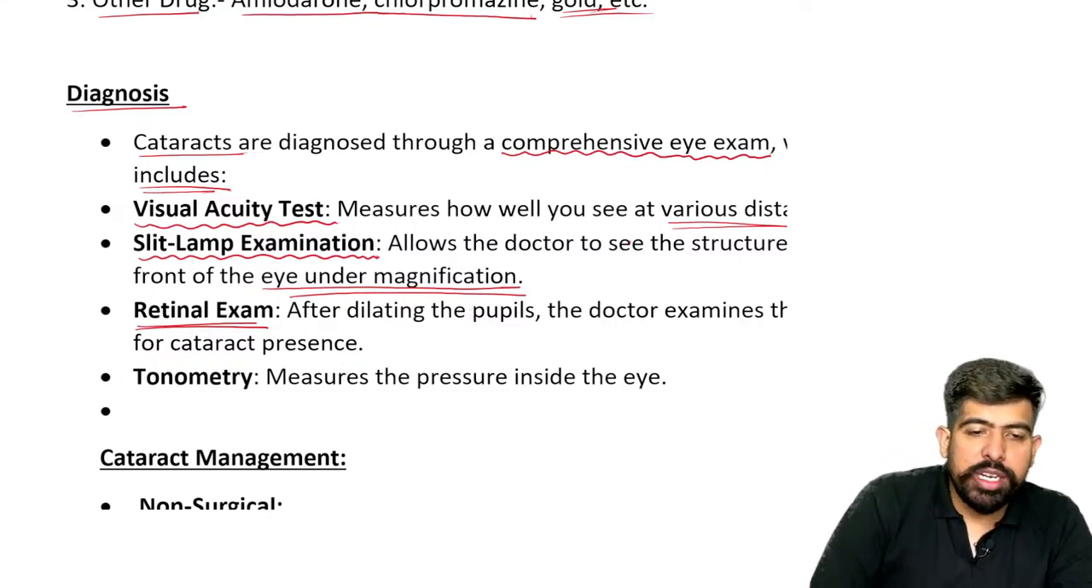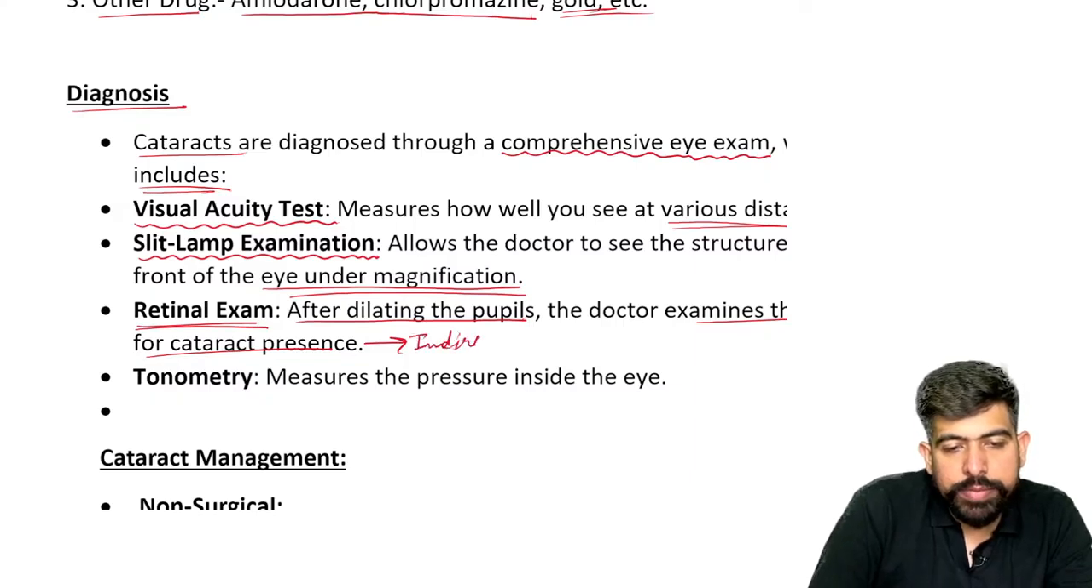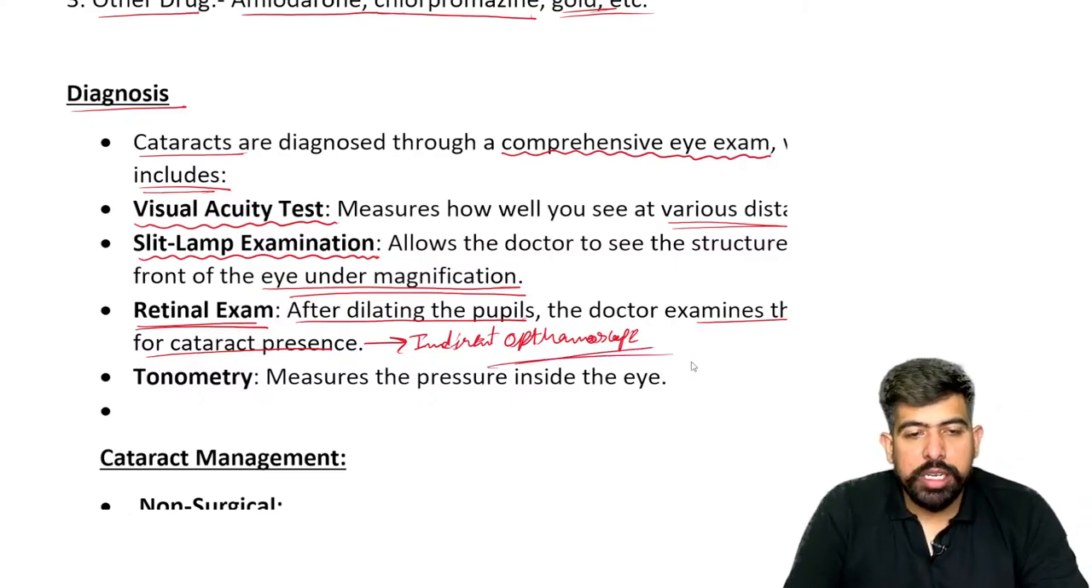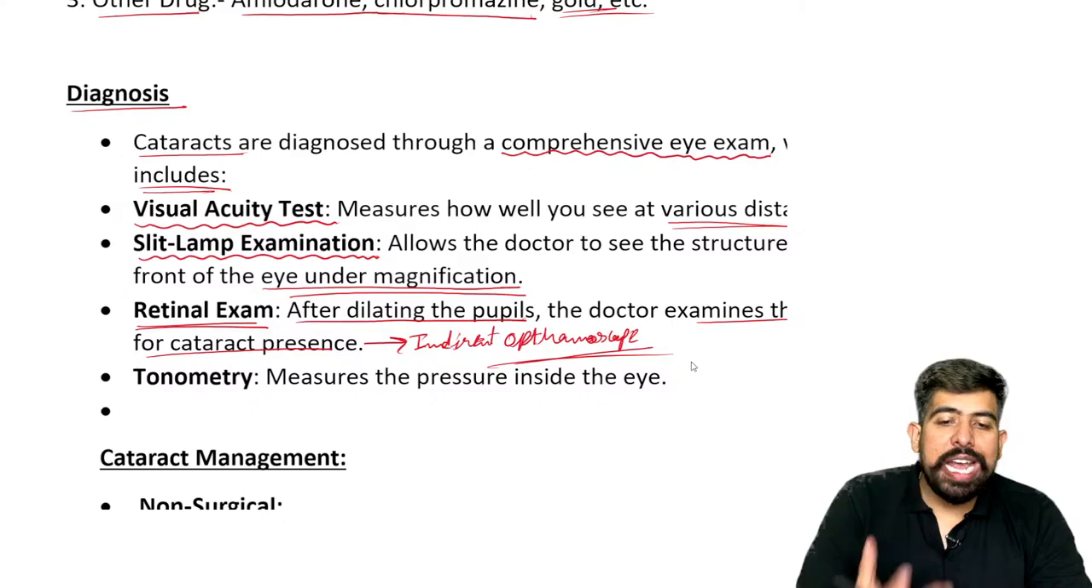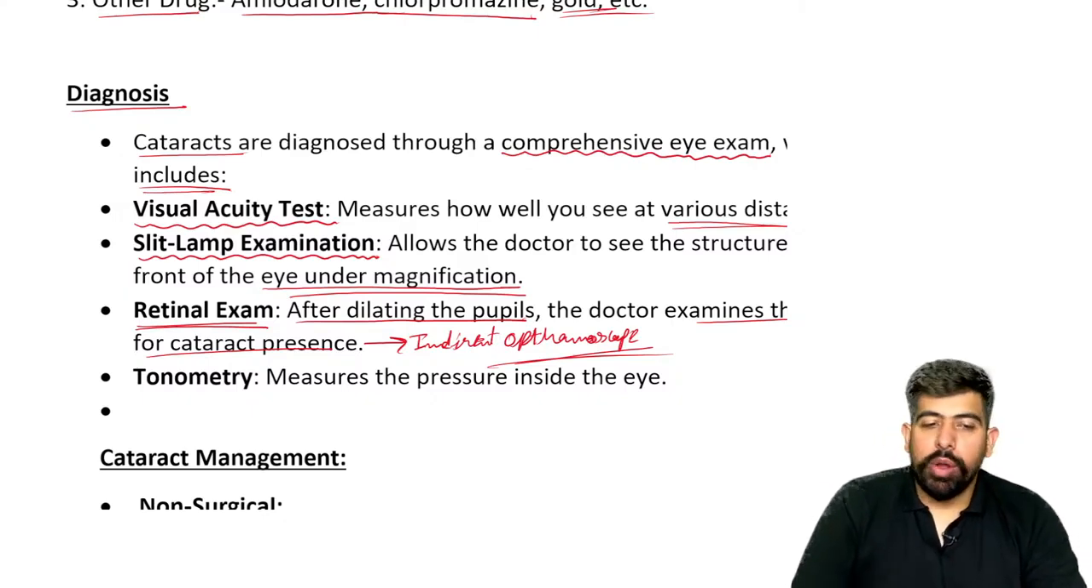So please remember about it. Just mention here for the retinal examination: after dilating the pupil, the doctor examines the retina in the presence of cataract by the indirect ophthalmoscope. Through the indirect ophthalmoscope, we can see the retina in the hazy medium also.